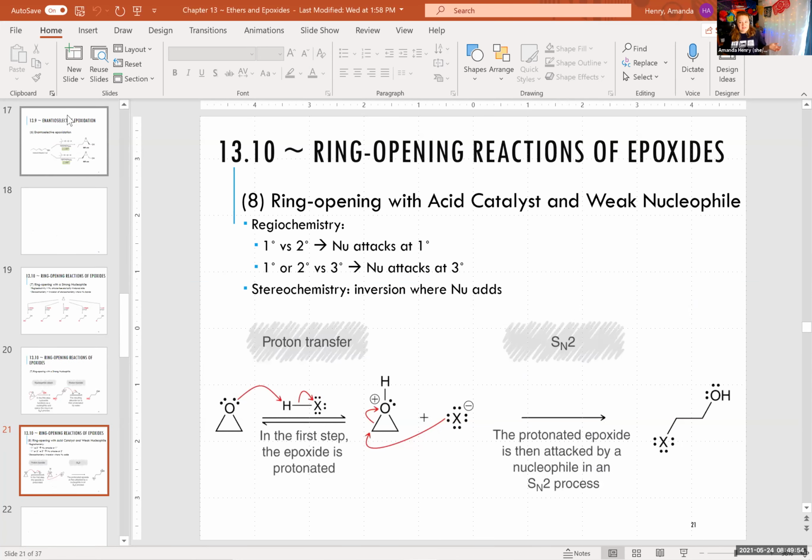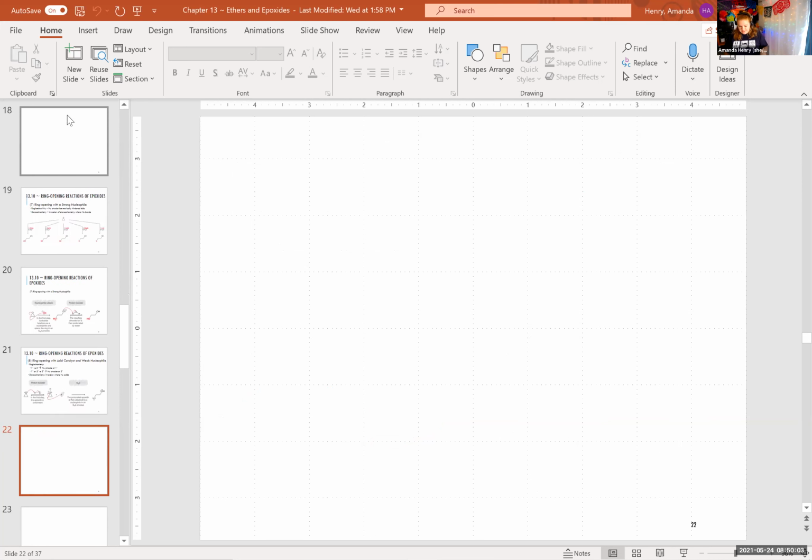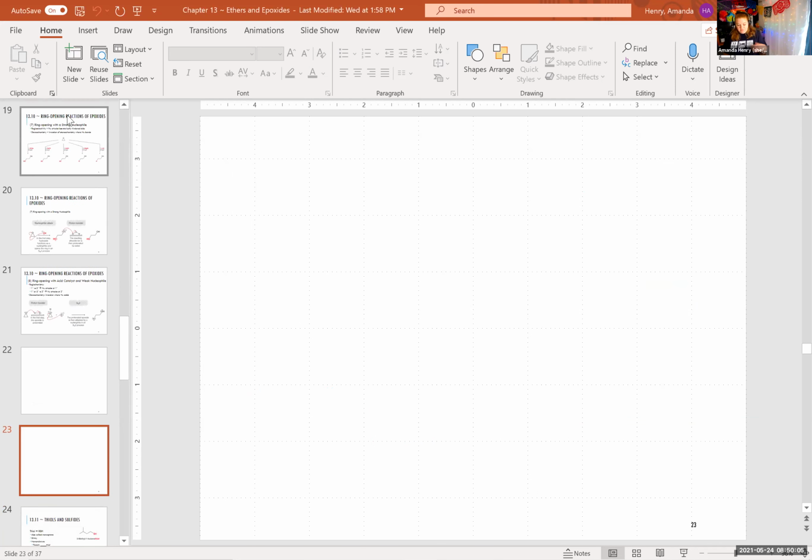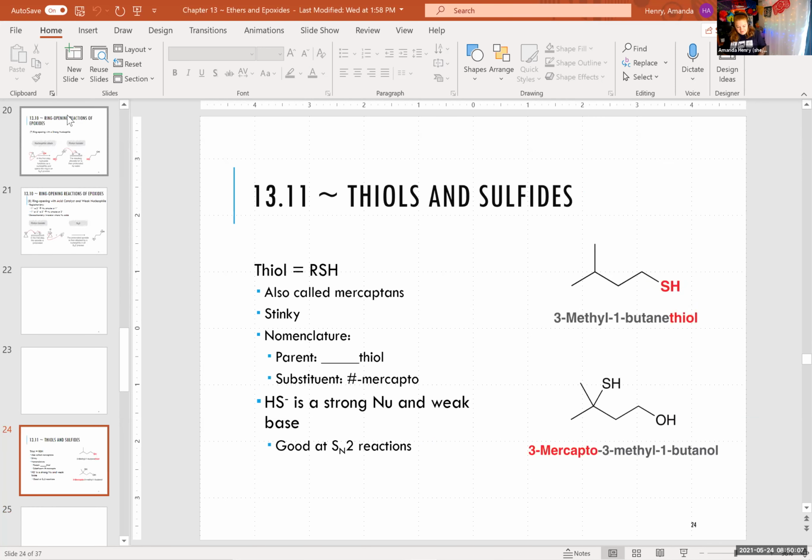So last Wednesday, we talked about ether reactions and epoxide reactions. And so today we're going to start with thiols and sulfides.